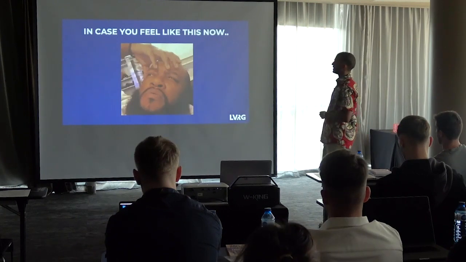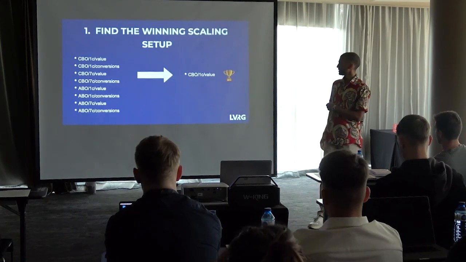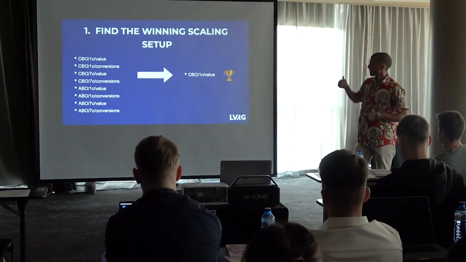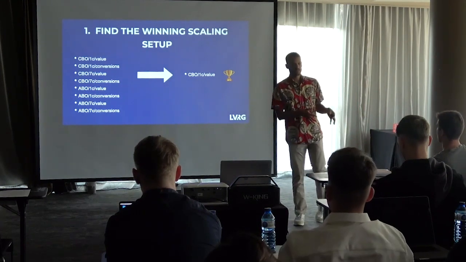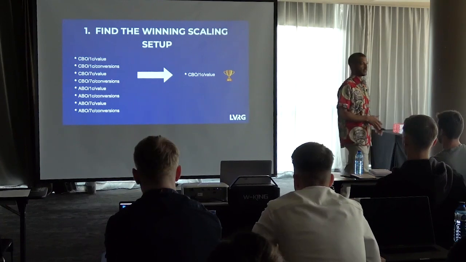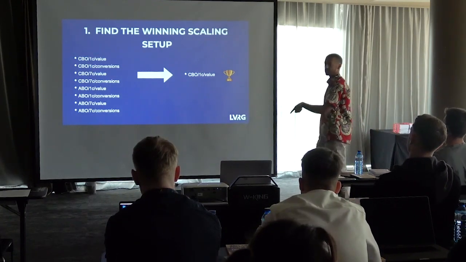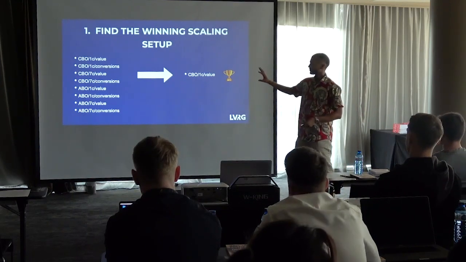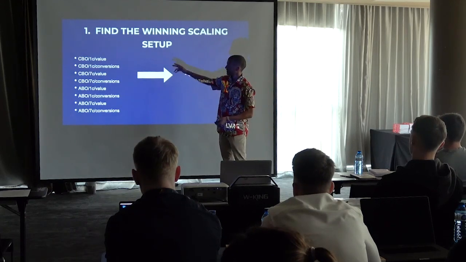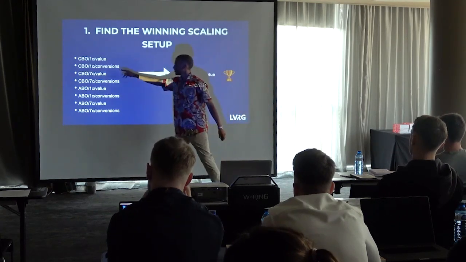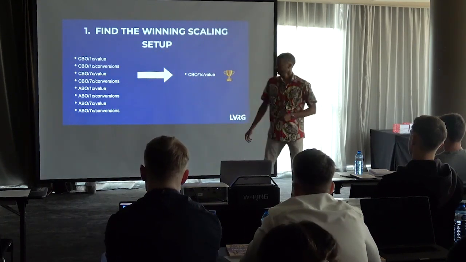Exactly. So you might feel like this now. What was all of this? Let's summarize this a little bit. First thing that you could take away is find the winning scaling setup for your winning creatives. So you have your winning creatives, find the right scaling setup. So here are just a couple of variations, as I told you. You don't have to test all of them because this is a lot of budget. If you have the budget, go for it. But the most common ones I would recommend: CBO 1-day click value and ABO 7-day click conversions.